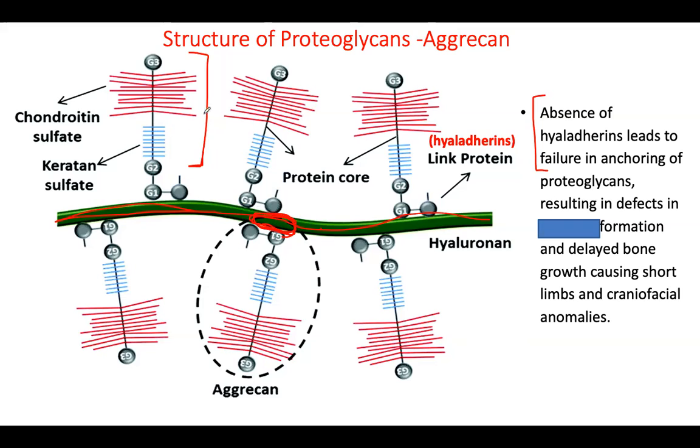So the other thing that they want you to know about is the proteoglycan. I'm looking at my protein core, and then I have my GAGs that I talked about, that attach onto my protein core. What they want you to know is that the GAGs at the top are usually chondroitin sulfate, and the GAGs at the bottom are usually keratan sulfate.